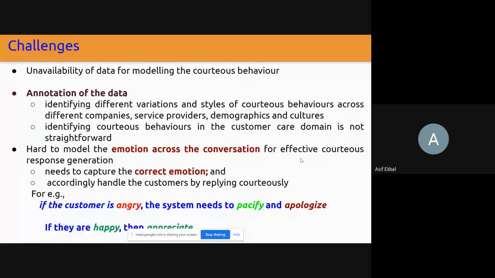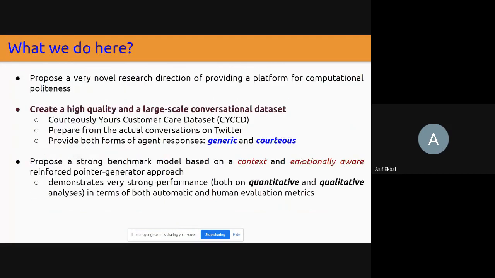What we did is that we understood that a human's emotion plays an important role in politeness behavior. If you understand the customer is very angry, you have to pacify the customer. So you have to understand the customer is angry. That is the emotion that as a bot you have to understand, and then you have to pacify the customer. So understanding emotion is very important. But emotion recognition itself is a difficult task. Human emotion changes over time. So these are all the difficulties.